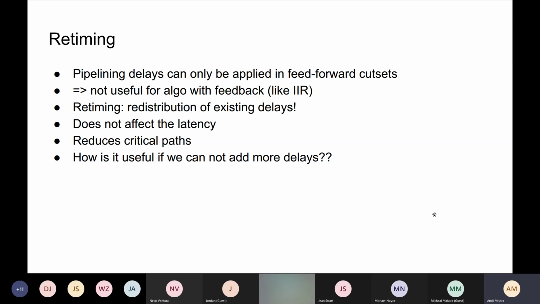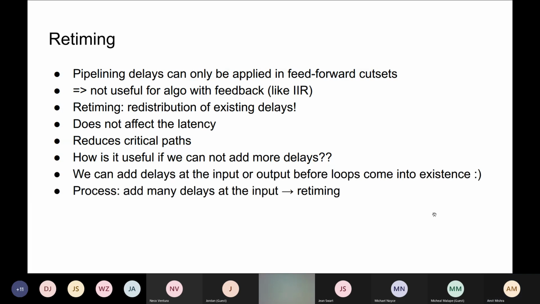An easy way to fix this is to add a bunch of delays at the input and at the output. Once those delays are added, they become a part of the network and can be redistributed. So you can add as many delays as required at the input, and followed by that, go for retiming.